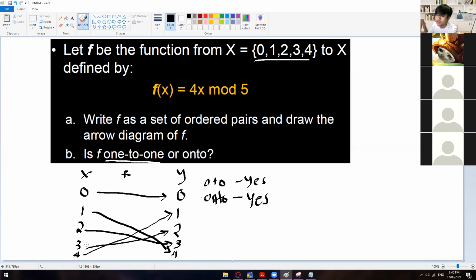So when you say one-to-one, all of your domains must have one partner only, and all of your y's must have one partner only. So some of them can be unused as long as our domains have all of their partners. And for onto, all of them must have a partner. So what do we call this one again if we have a one-to-one function and an onto function at the same time?